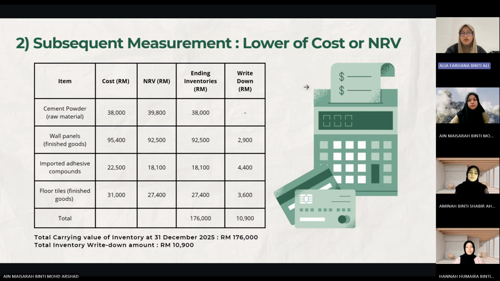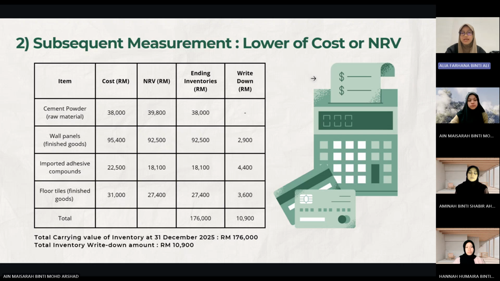For wall panels, the cost is 95,400, but the NRV is 92,500. Therefore, the inventory is reduced to 92,500, resulting in a write-down of 2,900. For imported adhesive compounds, the cost is 22,500 and the NRV is 80,100. The NRV value is chosen, so the write-down is 4,400.